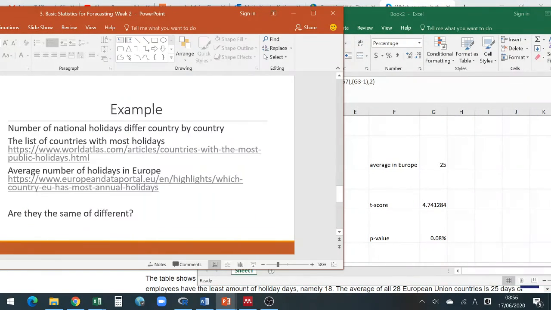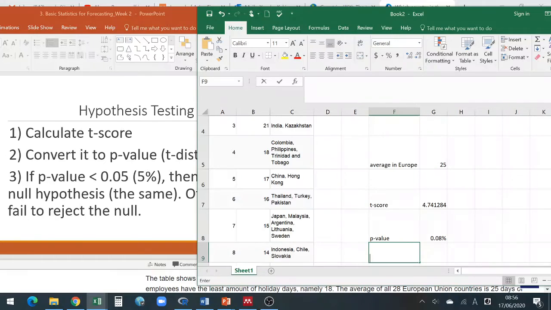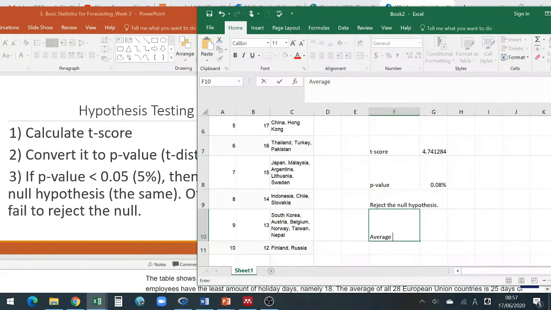Remember our rule: if the p-value is less than 5%, then reject the hypothesis. So this one, we reject the null hypothesis. The null hypothesis says they are the same. So the average number of holidays in Asia is different, because the null hypothesis assumed they are the same and we reject it. So the average number of holidays in Asia is different from that of Europe. That's what we do.